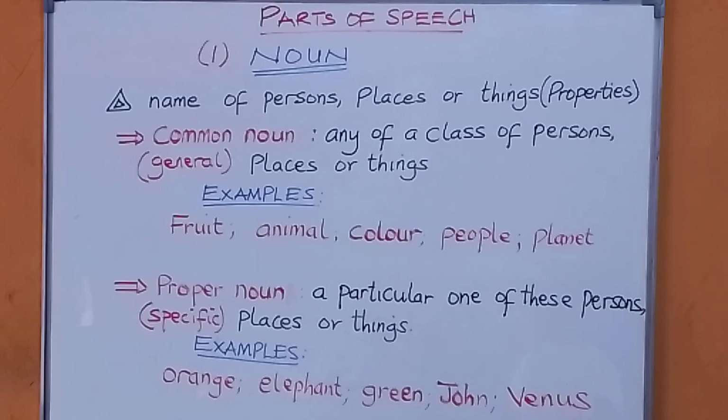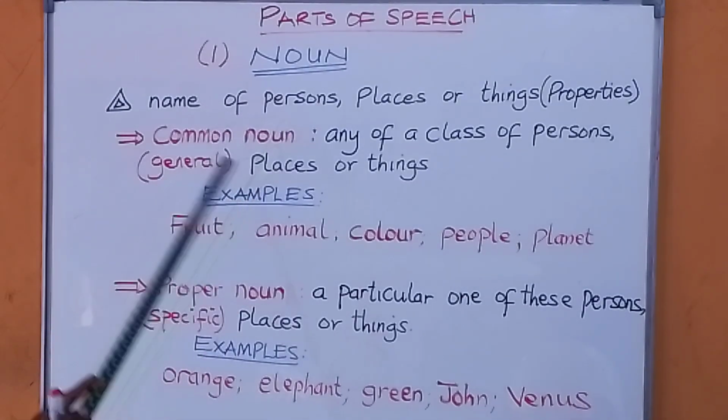Now, for better understanding, let's put them together. When you say common noun or general noun, let's say fruit, that's a common noun. But if you want to say proper noun, that is specific, you can say orange, because orange is a particular fruit. It's one fruit among the many. So orange is proper, fruit is general.